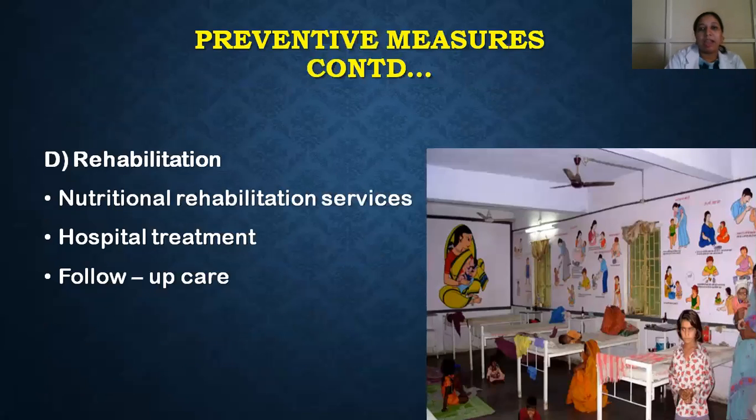Okay, and the last one is tertiary prevention. What to do when malnutrition has already occurred? The child is already suffering from malnutrition. What can you do? You can do nothing but rehabilitate the child. So we have nutrition rehabilitation center services available. It's not everywhere, but the government has set up certain nutritional rehabilitation centers.